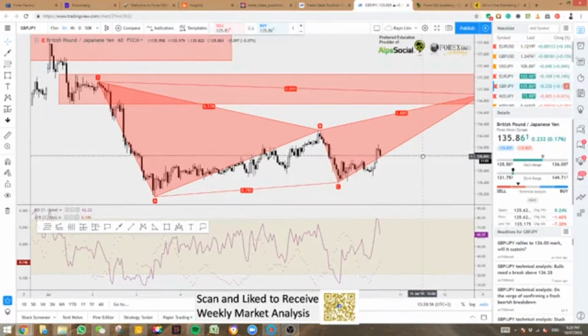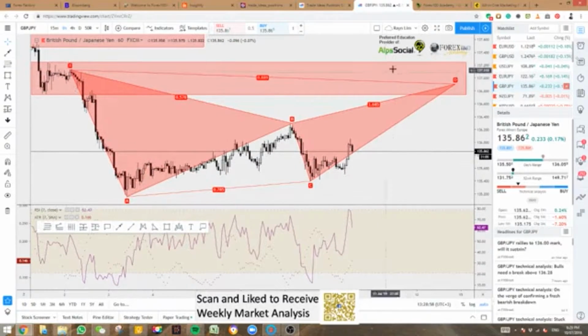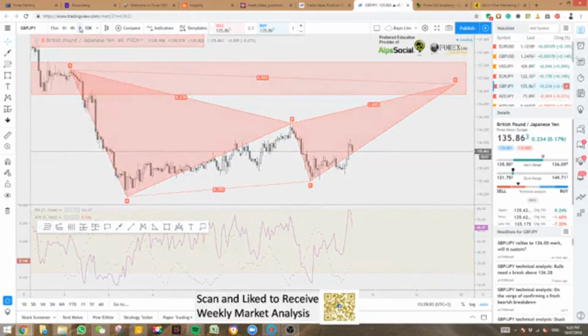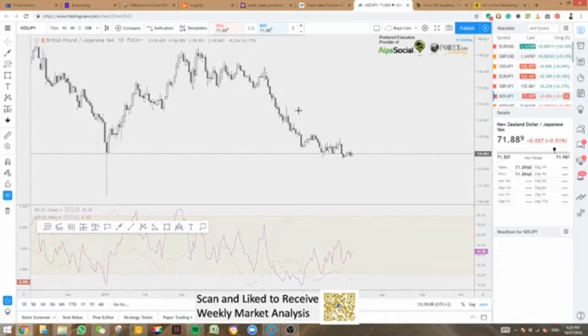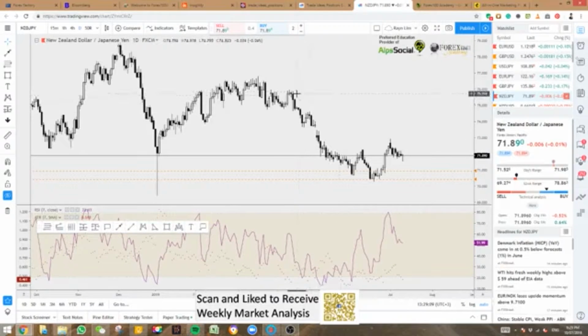So on the 1 hour chart, this is the sell zone that I'm looking for a shorting opportunity. To the next pair, New Zealand yen. On the New Zealand yen, the market came down, broke a new low, then it had this pullback.